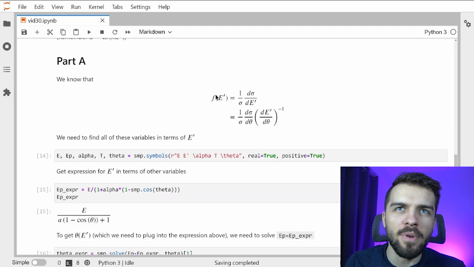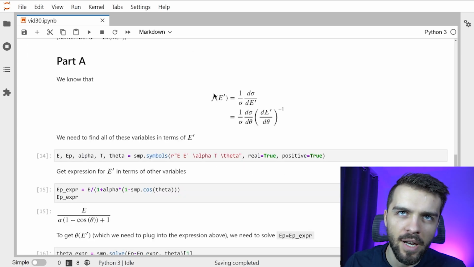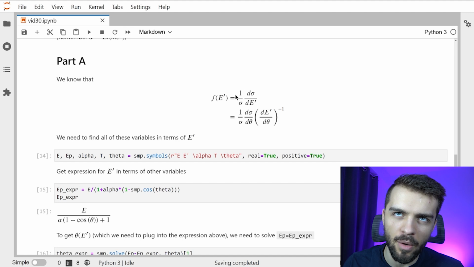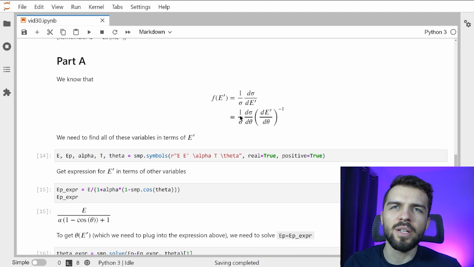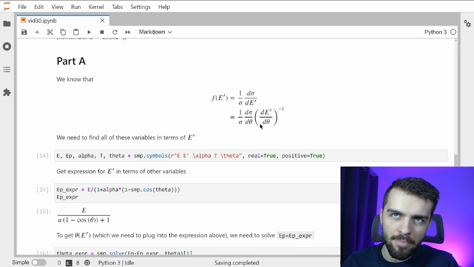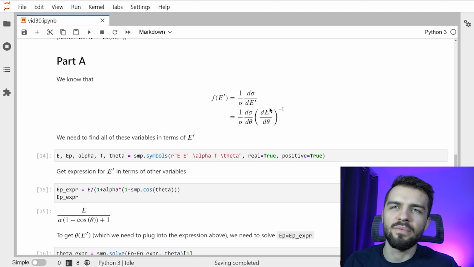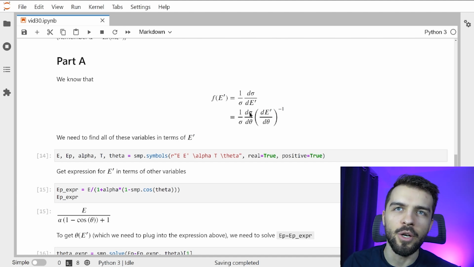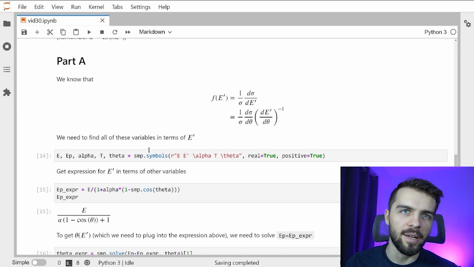So I can essentially express the PDF of E prime, the probability density function, as 1 over sigma d sigma dE prime. I don't know what this is yet, but this is what I want to find. But I know this is equal to 1 over sigma d sigma d theta, and then by chain rule, d theta dE prime. I'm just writing d sigma d theta times d theta dE prime, and then I write this as an inverse, so dE prime d theta inverse. So if I have all these variables, I know what E prime is in terms of theta, I know what d sigma d theta is, I know what sigma is, so I should be able to find f of E prime.